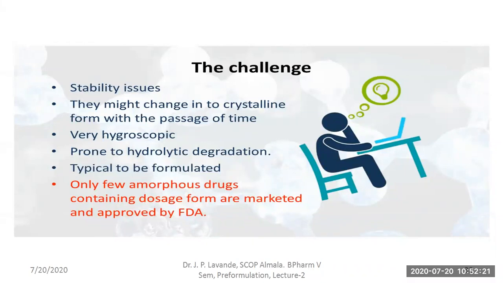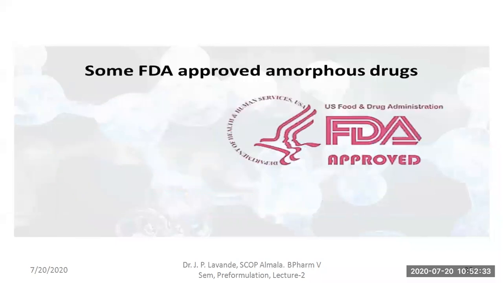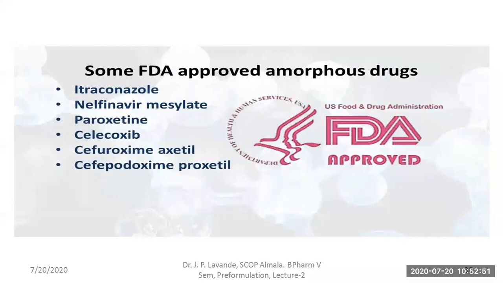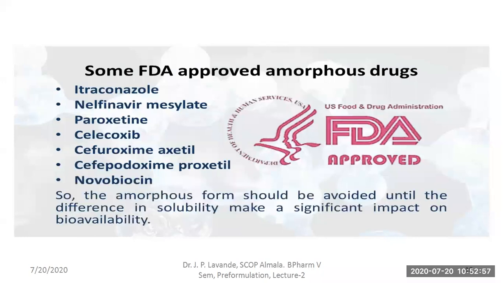And that's why the FDA does not give approval to the amorphous form, or at the very least, the amorphous form of the drug will get approved by the FDA only with caution. Some examples of amorphous drugs which are approved by the FDA are itraconazole, nelfinavir mesylate, paroxetine, celecoxib, cefuroxime axetil, cefpodoxime proxetil, and novobiocin.